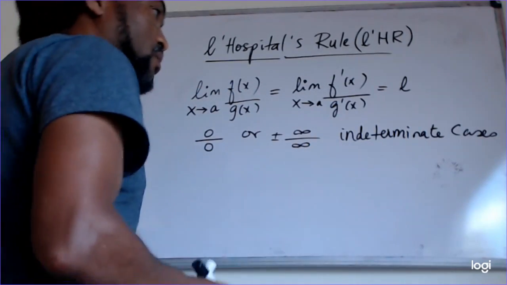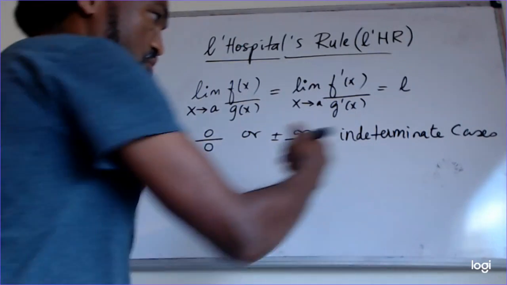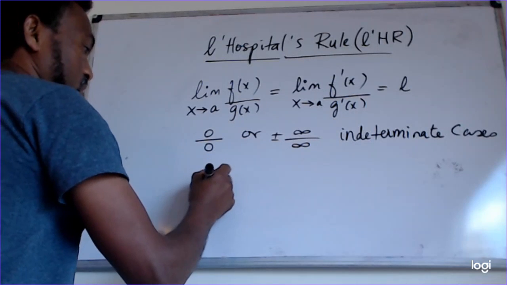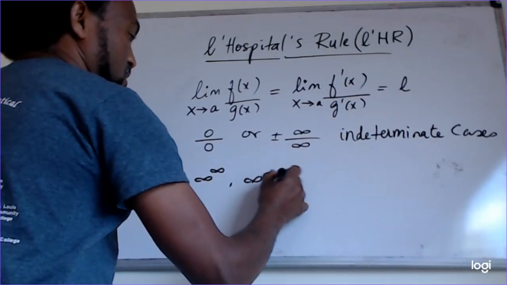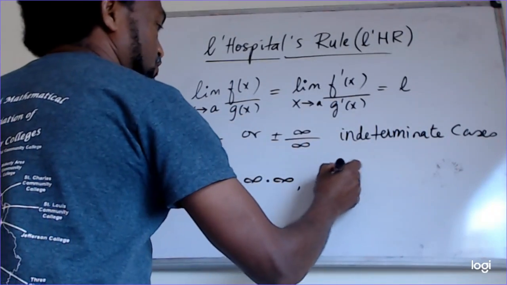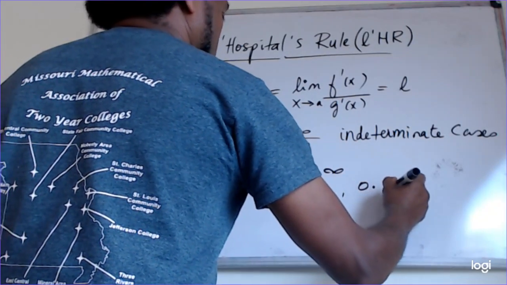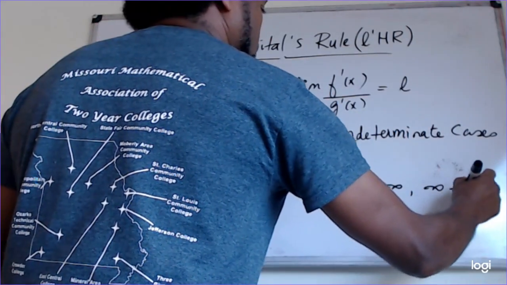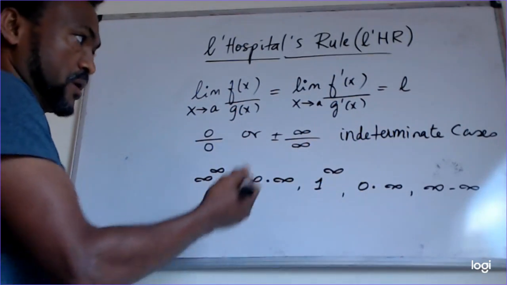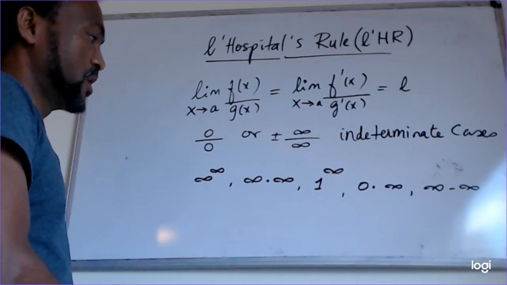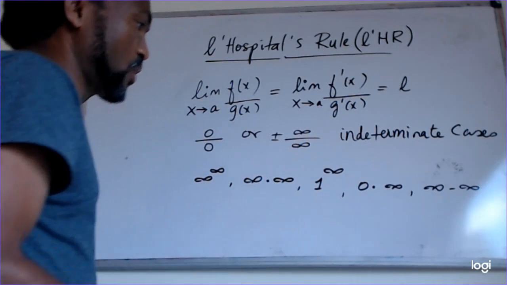But a lot of limits could also give you an indeterminate case, could be either infinity to the power of infinity, infinity times infinity, or 1 to the power of infinity, or 0 times infinity, or even infinity minus infinity. You could have any of these forms in evaluating a limit, and these are all called indeterminate cases because you cannot determine what the actual value will be.